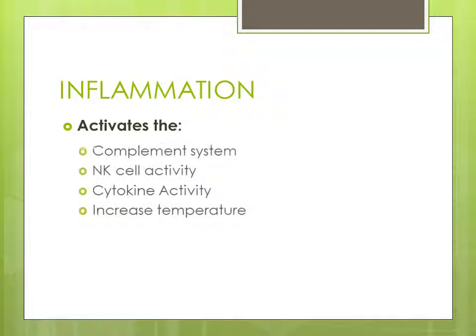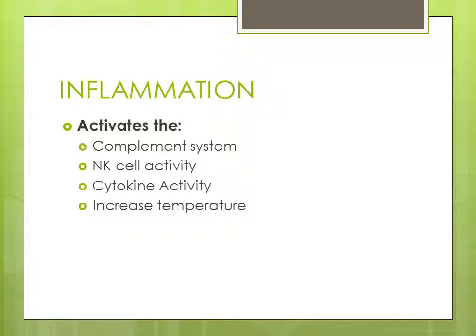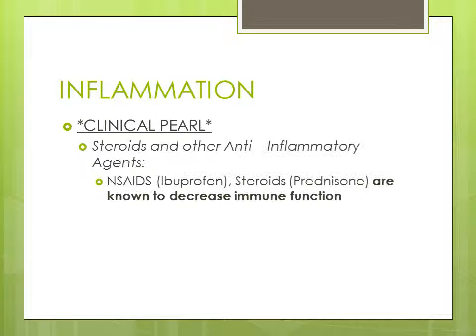Now, inflammation is going to activate very important systems in the body. The first being the complement system, which is really sort of like a cascade reaction that's composed of enzymes and proteins. It's going to activate natural killer cell activity, which is a very important part of our innate immune system. Natural killer cells are types of lymphocytes that are exclusive to innate immunity. They are going to increase cytokine activity, and of course they're going to increase the temperature, right? Because heat was one of the cardinal signs of inflammation.